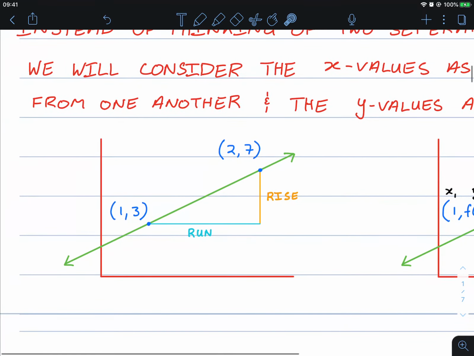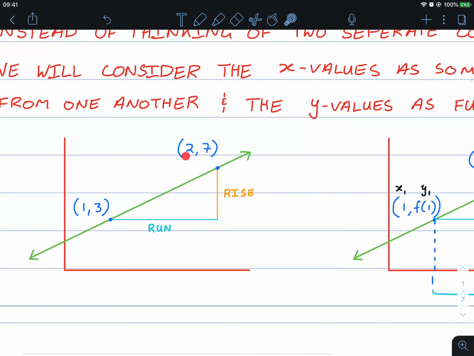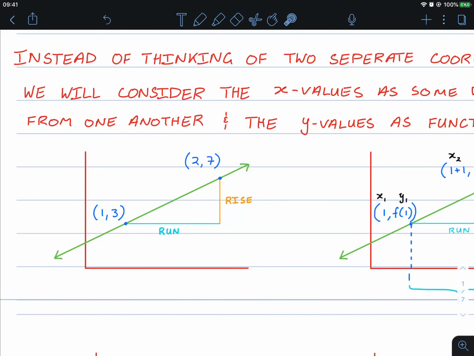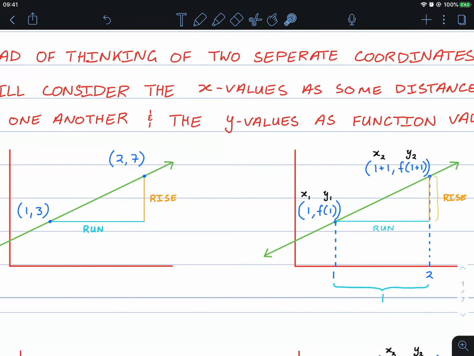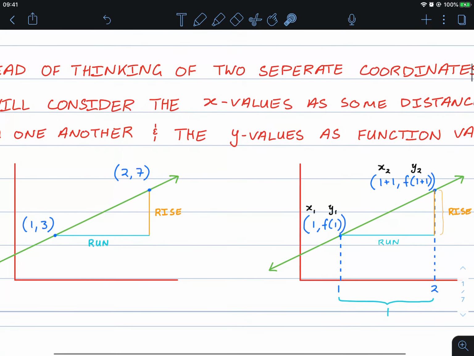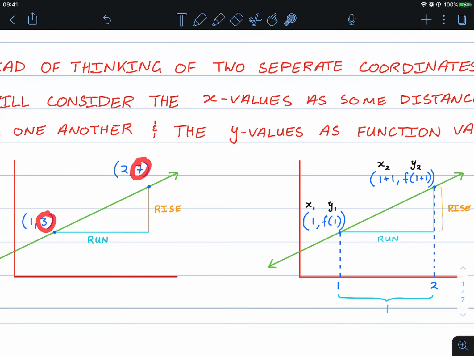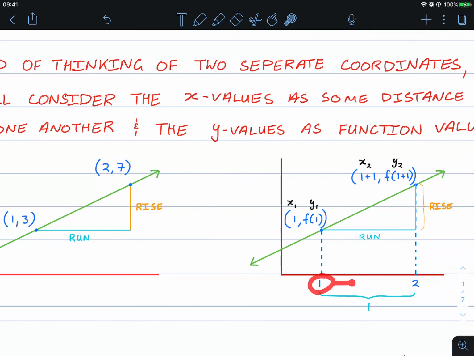So for example, if we wanted to find the gradient of these two, we would do 7 minus 3 divided by 2 minus 1. But instead of thinking of this as 2 and 1, think of the x values as some distance apart. So from 1 until 2 is a distance of 1. And the values of 3 and 7 are just the function values f of 1 and f of 1 plus 1, because remember it's 1 plus 1.